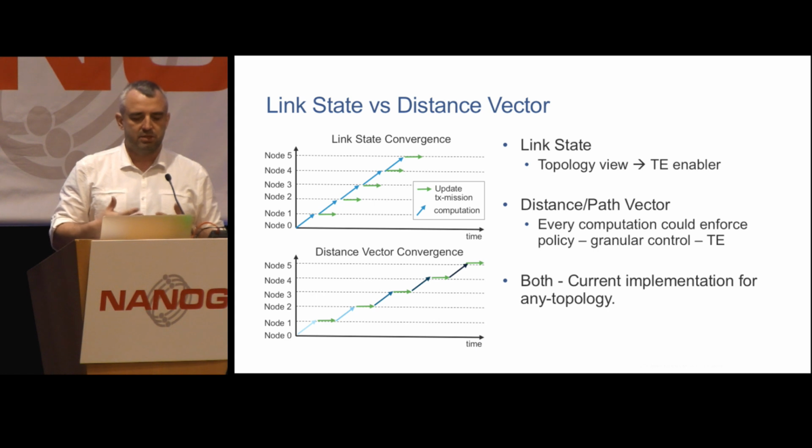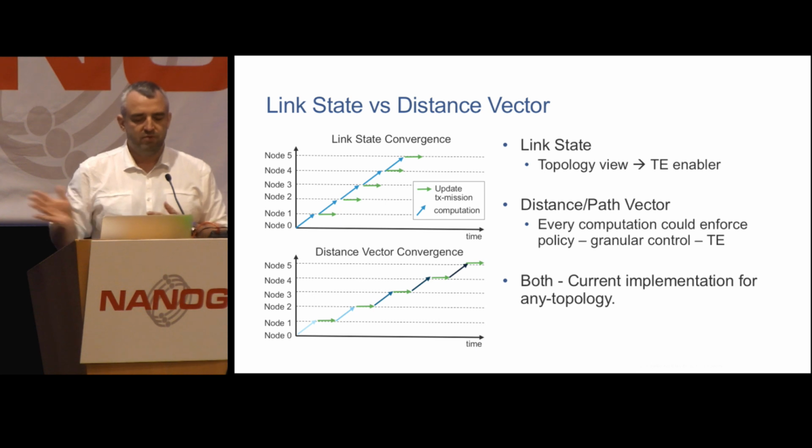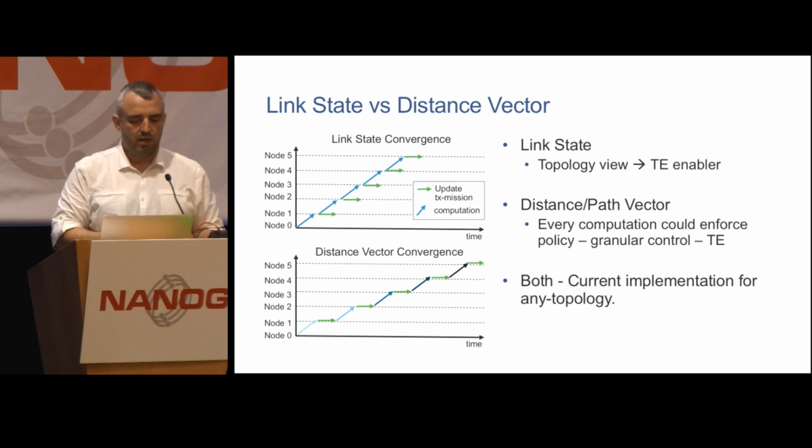You can see that link state distributes the same data set across the network, and then the computation runs in parallel, with the shift of the network latency, while distance vector is like one-hop transmission, computation, transmission, computation, so it is chained.